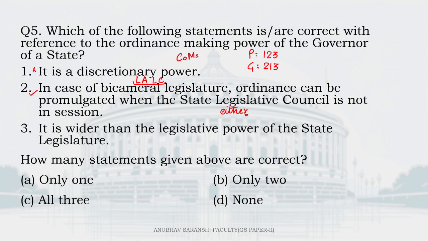This is right. Third one, it is wider than the legislative power of the state legislature. Not at all. The extent of the legislative power is what fixes or defines the extent of the executive power. So how can the ordinance making power, which is just a temporary power to make laws, cross over or become wider than the regular legislative powers? So of course 3 is wrong. Hence, how many statements are correct? Only one, A, is correct.